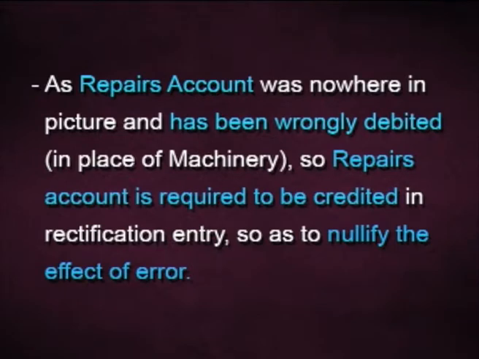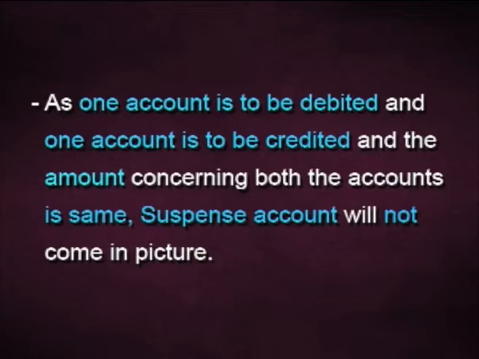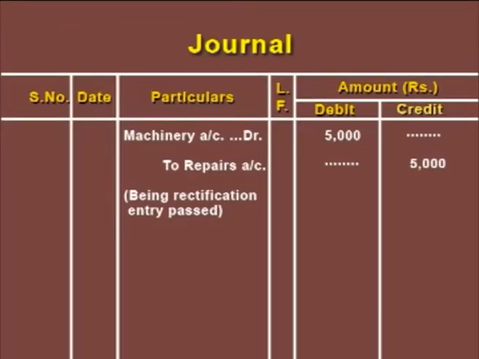As repairs account was nowhere in the picture and has been wrongly debited in place of machinery account, repairs account is required to be credited in the rectification entry so as to nullify the effect of the wrong debit. As one account is to be debited and one account is to be credited and the amount concerning both accounts is the same, suspense account will not come into the picture. The resulting journal entry will be machinery account debit rupees 5,000 to repairs account rupees 5,000.